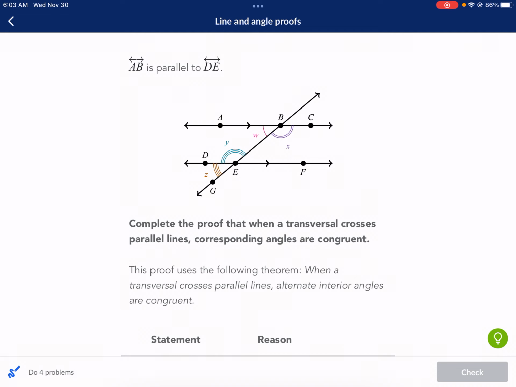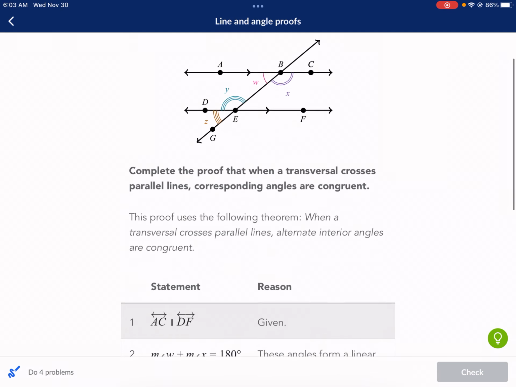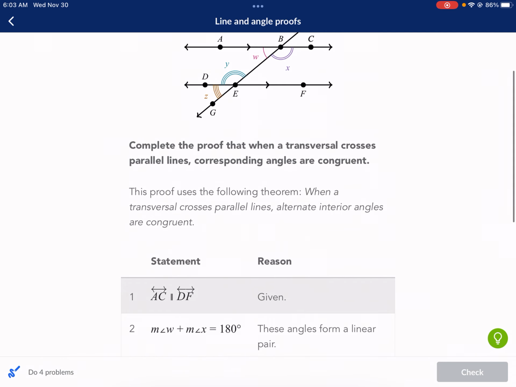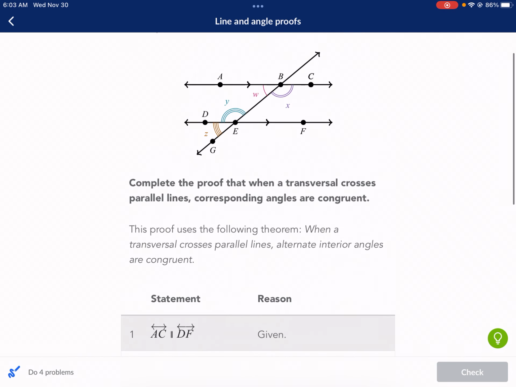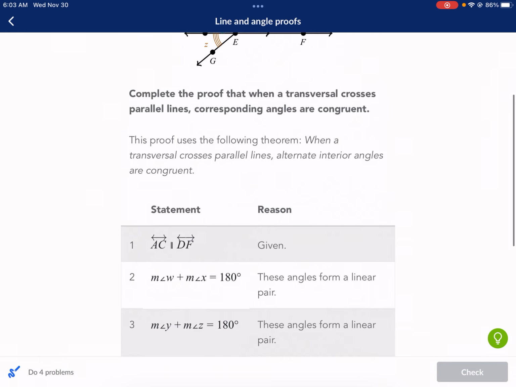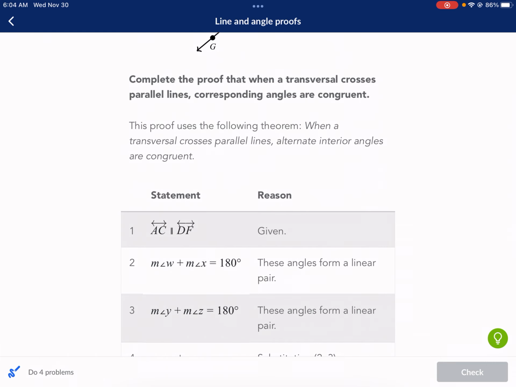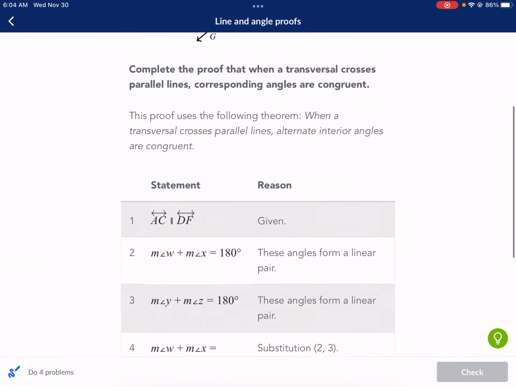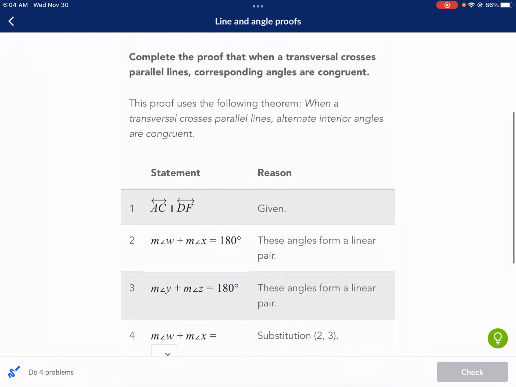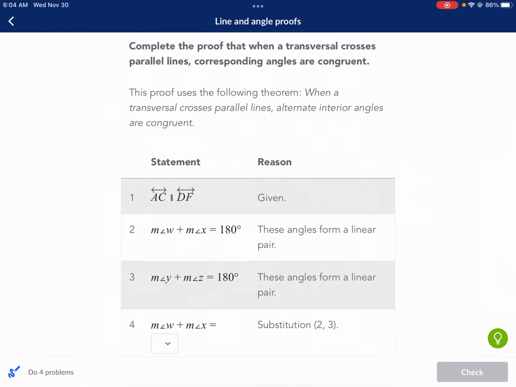So for this Khan Academy, we have AB is parallel to DE. So we're talking about parallel lines and transversals here. But this first question, we really don't need to know that much about parallel lines and transversals. It's more about like a puzzle, and I'm going to explain as we go along. So it says complete the proof that when a transversal crosses parallel lines, corresponding angles are congruent.